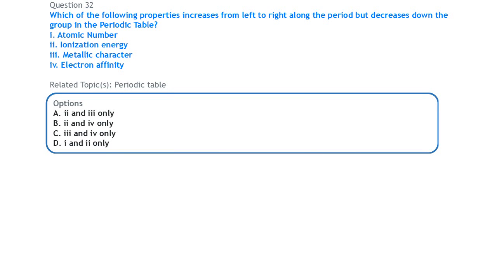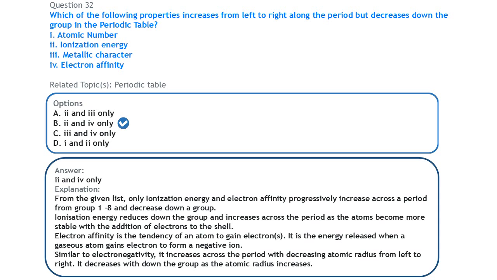Next, on the periodic table, which of the following properties increases from left to right along the period but decreases down the group in the periodic table? That would be ionization energy and electron affinity. Now, what do you call ionization energy? It is the energy required to remove a loosely bound electron, a valence electron, from the shell of an atom in its gaseous form.